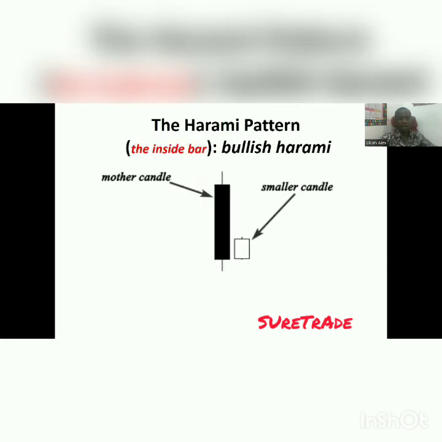Next is the Arami pattern. Arami in Japanese language means pregnant mother. Okay, so this is the mother, and this is the small baby. This is called the bullish Arami pattern.